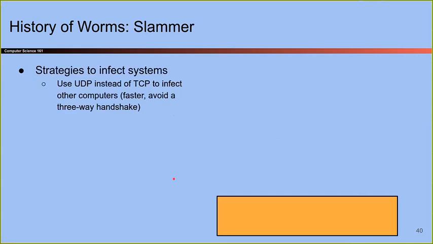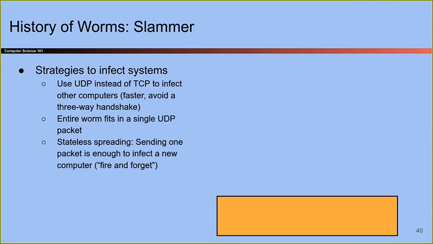Here's one called Slammer. This one went really fast, and it went so fast because it used UDP instead of TCP. So remember, UDP is fast, doesn't need a three-way handshake, so that's really fast. Even better, the worm is so compact that it fits in a single packet. So basically, this created something called fire and forget. You send off the UDP packet to infect, and then forget about it. If it works, great. If it doesn't work, just send more UDP packets. So a single computer can flood UDP packets and infect thousands of other computers with just a single infected host. So this was ridiculously fast.